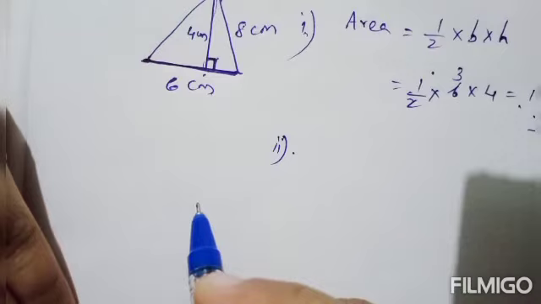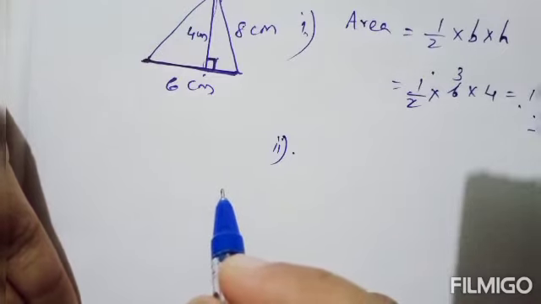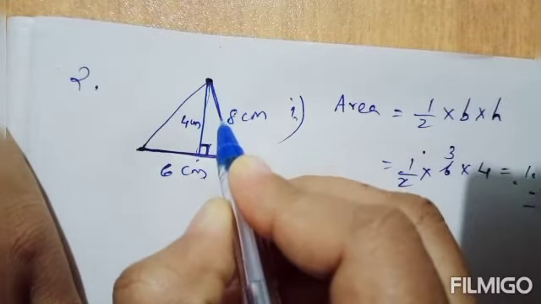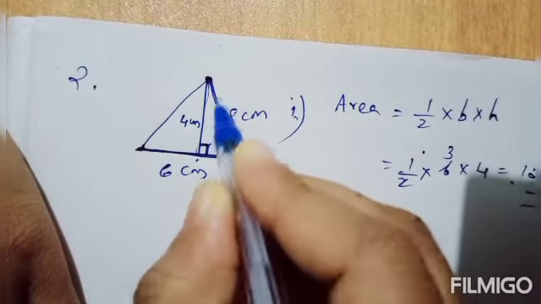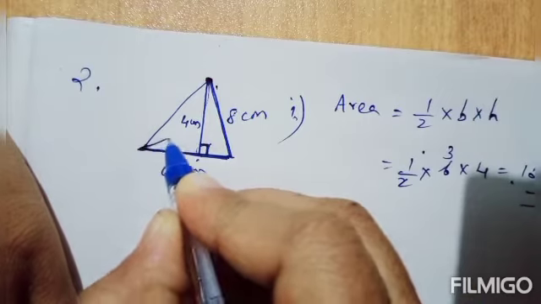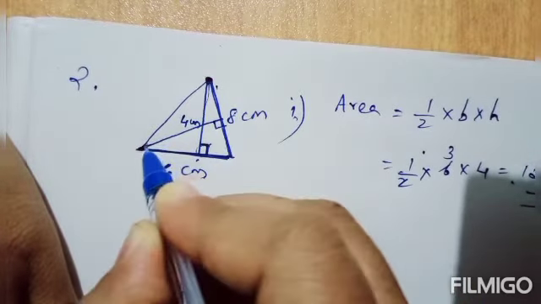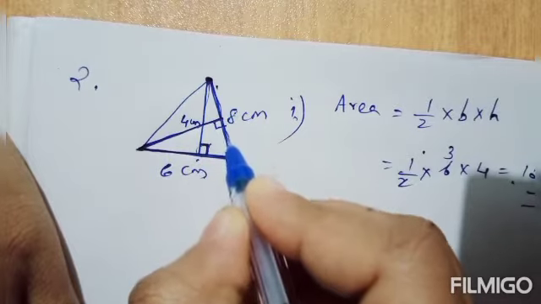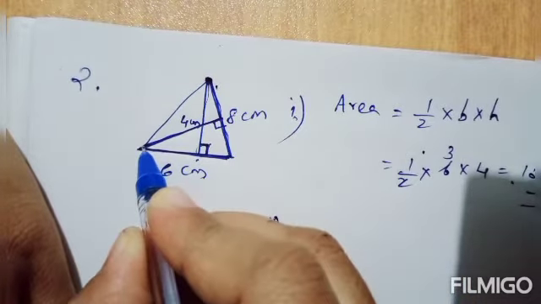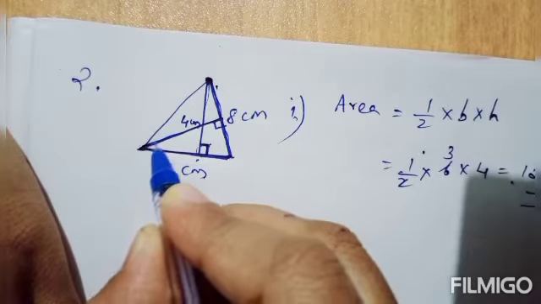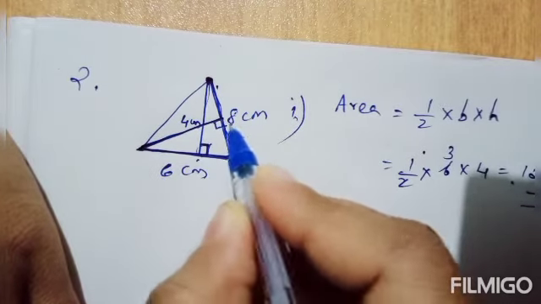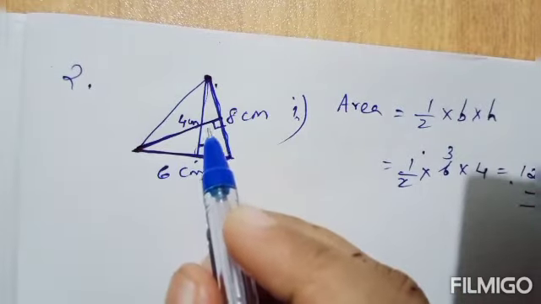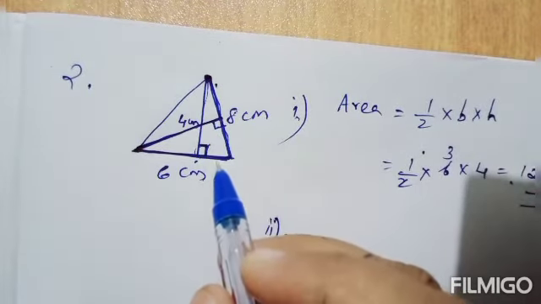Okay, in the second one, the height of the triangle corresponding to the 8 centimeter side. So corresponding to the 8 centimeter side, what is the height? You need to find the length of this line. Corresponding to the 8 centimeter side, from its opposite vertex you can draw a perpendicular to that 8 centimeter side. That will be the height corresponding to the 8 centimeter side.